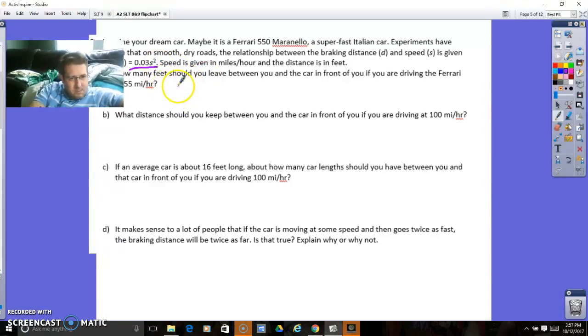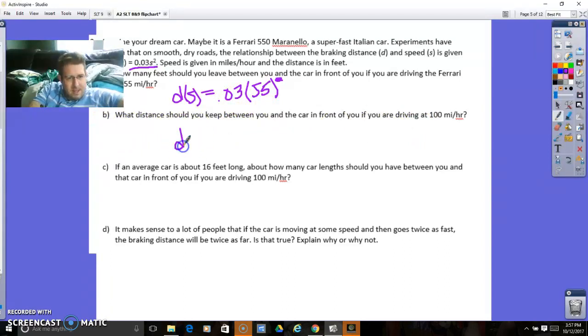So d of s represents the total distance, and all you've got to do is simply take your calculator and plug that number in. So 0.03 times 55 squared. Now I don't have a calculator handy on me, so you do 55 times itself, then multiply that by 0.03, and if my memory serves me right, it was like 97 point something. It was a decimal. And then do the same thing for part B.